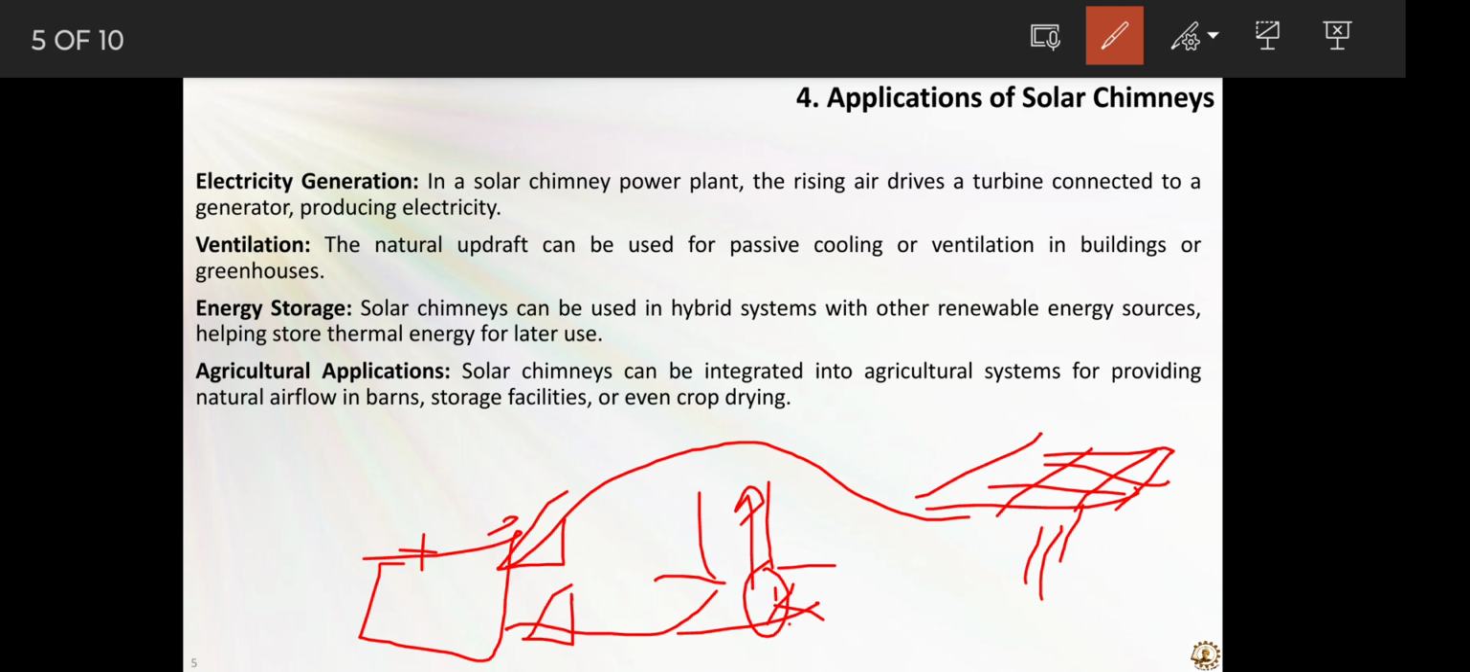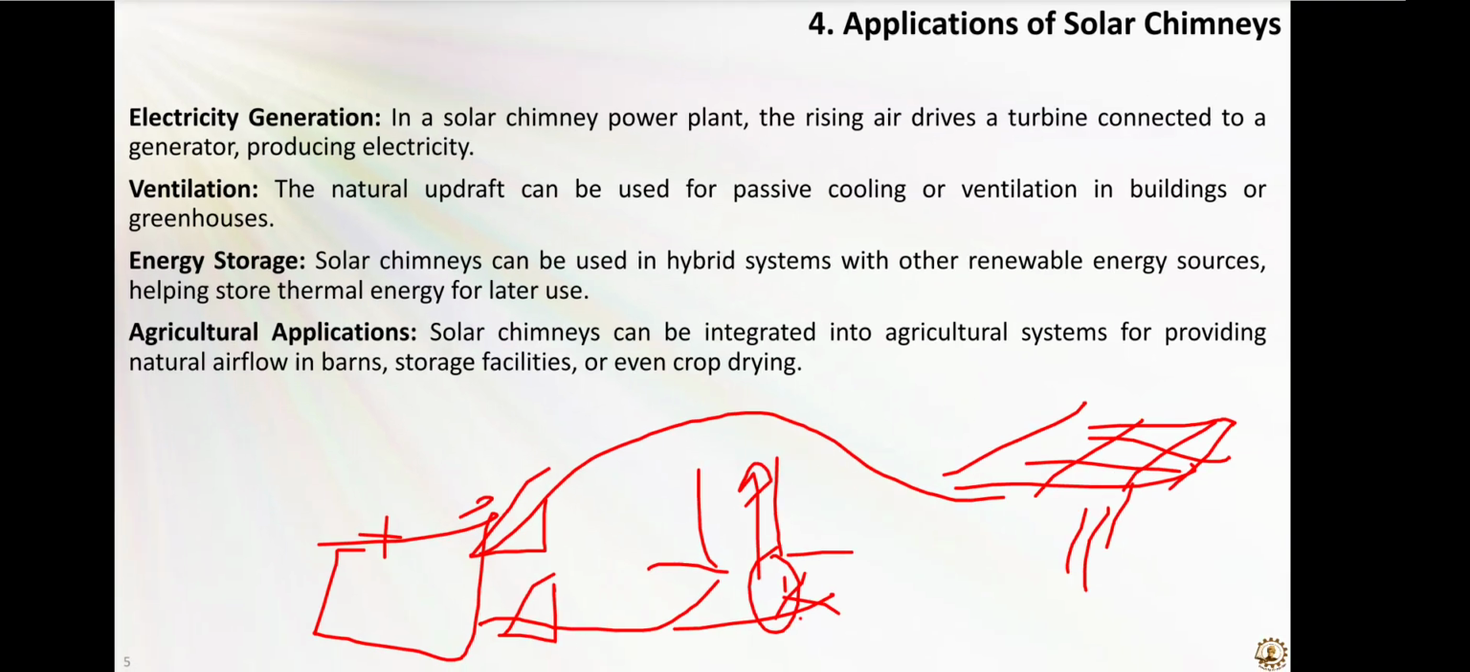Hybrid systems mean that not just one but more than one energy source will be connected to a single grid or storage system. And agriculture applications: a solar chimney can be integrated into agriculture systems for providing natural airflow in barns, storage facilities, or even crop drying. So in those cases we can also apply the solar chimney.